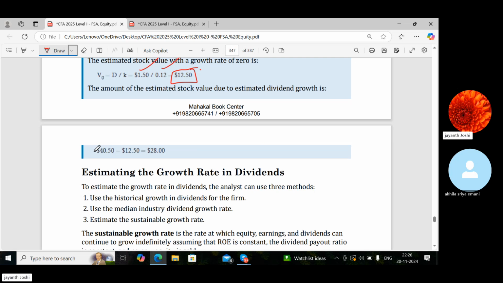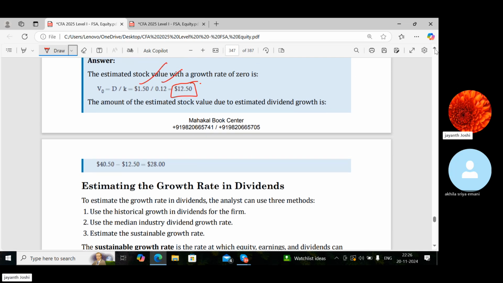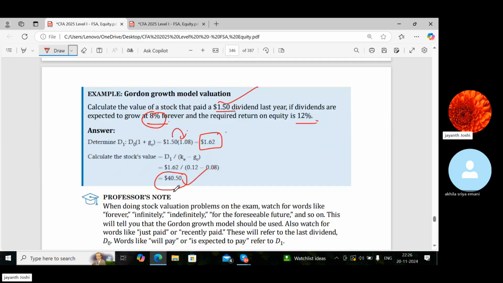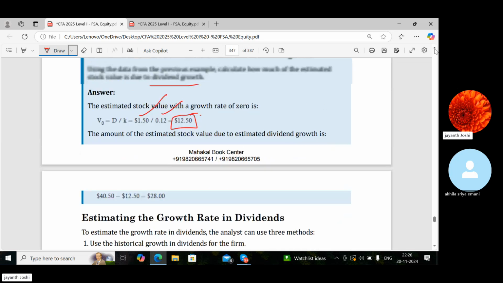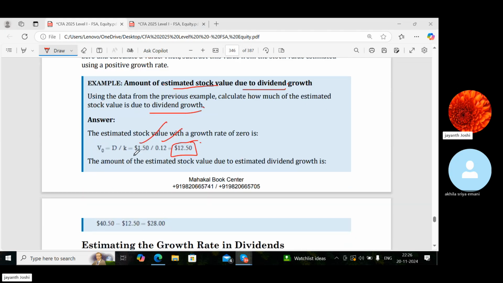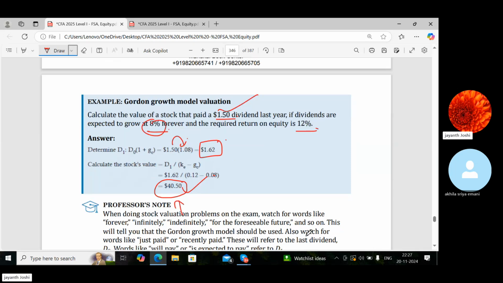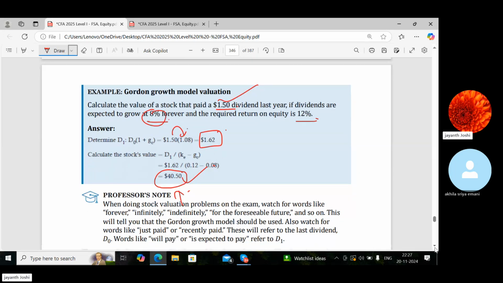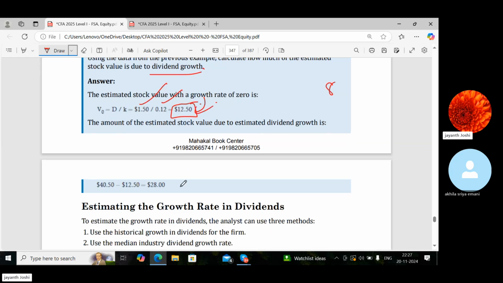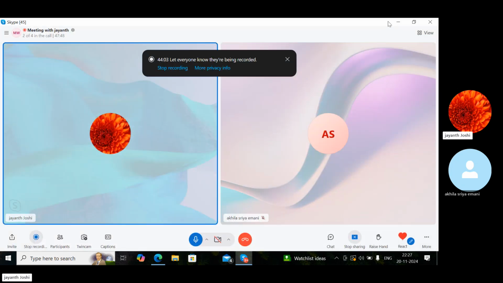Previously, the stock value which you found was 40.50. So what is the difference created? In the previous example, with a growth rate of 8%, your stock value was 40.50. Without any growth factor, your stock value is 12.50. So because of the growth factor it is 40.50, without growth 12.50. So there is an increment, or difference, of $28. Fine. Now, next one.